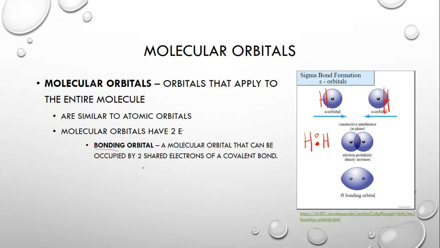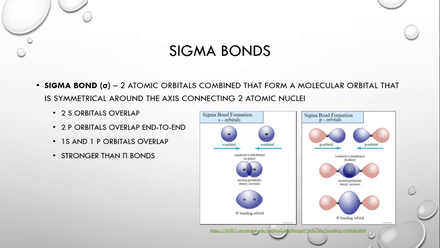There's 2 different types of bonding orbitals that we can have. There's one called sigma and there's one called pi. So let's look at sigma first. Sigma bonds are where you have 2 atomic orbitals that overlap and they are symmetrical around the axis that connects them. There are 3 ways to have this. You could have 2 s orbitals like these. So 2 of the spherical orbitals that overlap, they will make a sigma bond.